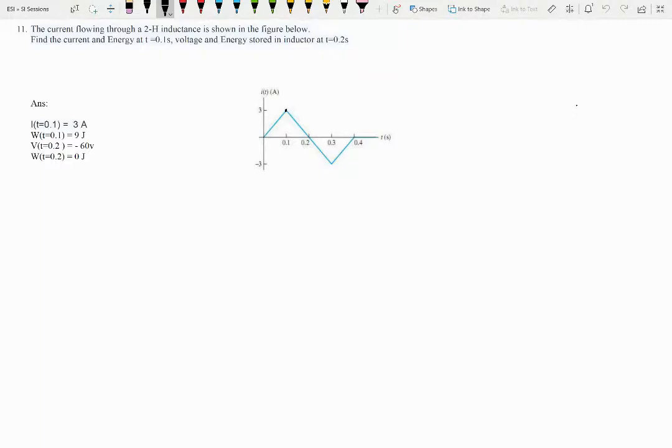Take a look at question number 11. Question number 11 gives us an inductance, and it wants us to find the current and energy at this time, and then voltage and energy at this time. So we look at our graph, we have current, we also have time. So let's write what we know.